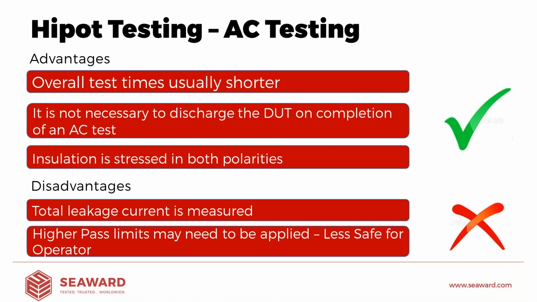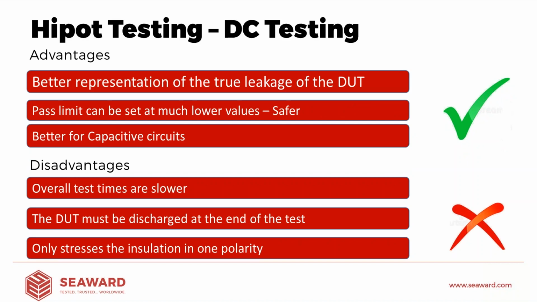From a disadvantage point of view, we are measuring total leakage current, both breakdown current and any reactive current flow due to capacitance. As a side note to that, that may mean we have to apply higher pass limits, allowing more current to flow as part of the test circuit. Therefore, that could become less safe for the operator. From a DC point of view, the advantage is we get a better representation of the true leakage of the device under test.